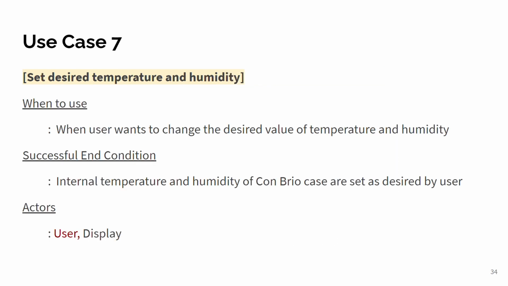And our last use case is about setting desired temperature and humidity. When the user wants to change the value of temperature and humidity inside the instrument case, he or she can update the setting with the smartphone application. The successful end condition is when the internal conditions of the Conbrio case are set as desired by the user. Here, the primary actor is the user and the secondary actor is the display.